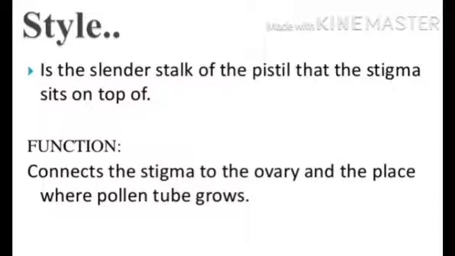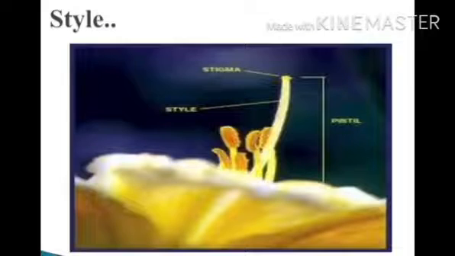Style. Style is the cylindrical stalk of the pistil that the stigma sits on top of. Function: connects the stigma to the ovary and is the place where the pollen tube grows. See the picture carefully. At the top is the stigma and this pipe stands for style, and this is the part of the pistil, the female part of the flower.